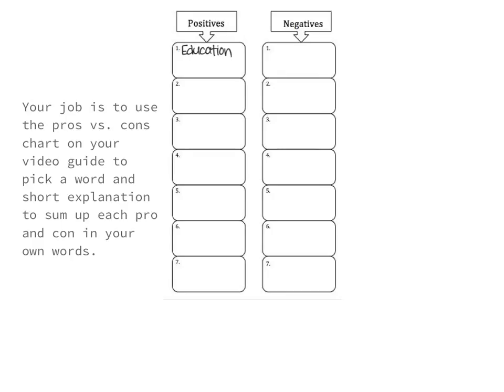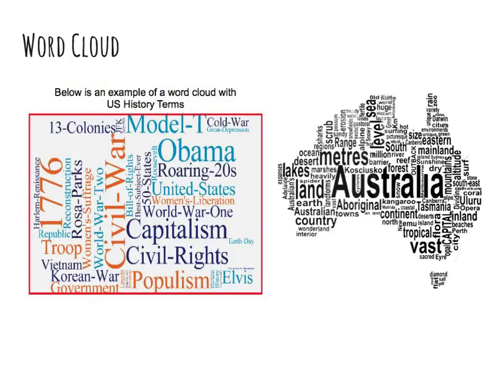So when you're writing this, you are not going to be copying what I wrote for the pros and cons. You're going to put it in your own words. Really important. So for education, you might put, people had better schooling. It means the same thing, but it is in your own words. So you are going to do this for every single pro on the chart on your video guide and every single con in the chart on your video guide.